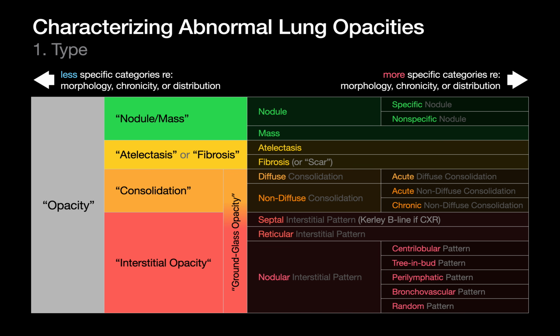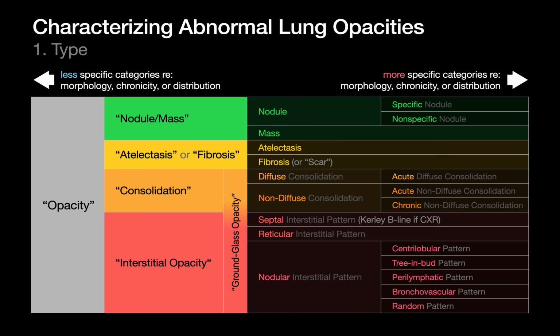And what determines how far to the right we can go? Basically, information. A CT gives me more information than a chest X-ray. Prior studies give me more information than no priors. Good imaging technique gives me more information than poor quality images. And the more information I have, the more specific I can be.